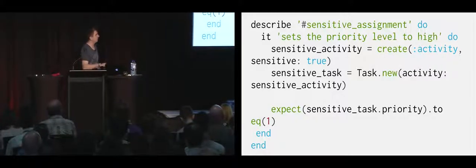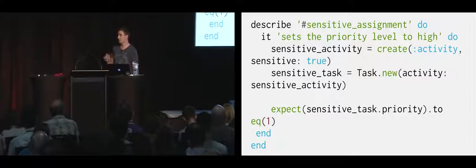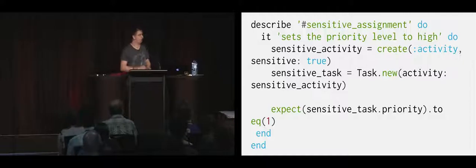By taking it a step further and realizing that it's only really the value of activity in tasks that we care about, and by using objects, we've reduced the data required for the test there as well.